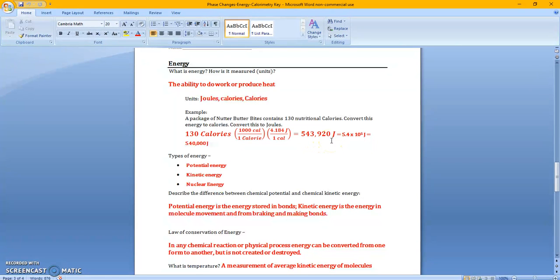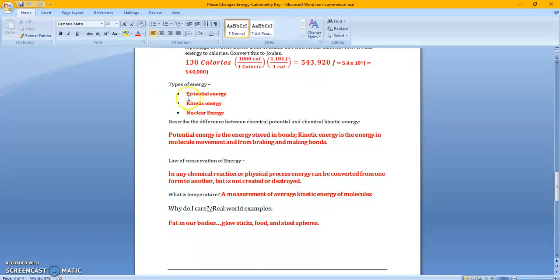543,920 joules, or 5.4 times 10 to the 5th joules, or 540,000 joules. Okay, so these conversions between them, we use joules in our chemistry classes, and we use calories for our food, so you'll need to be able to go back and forth.